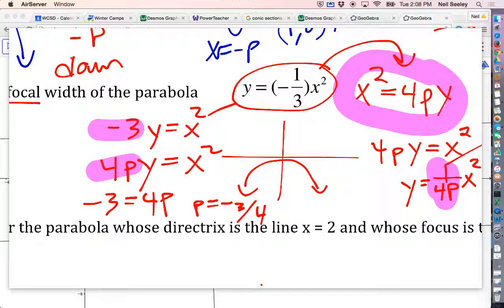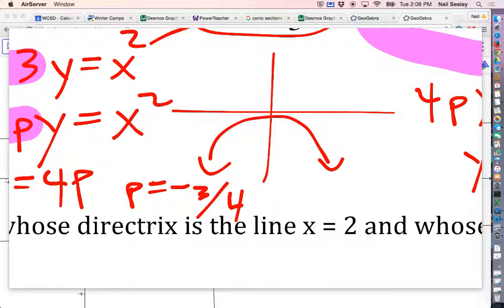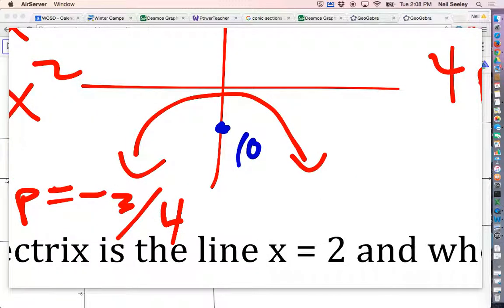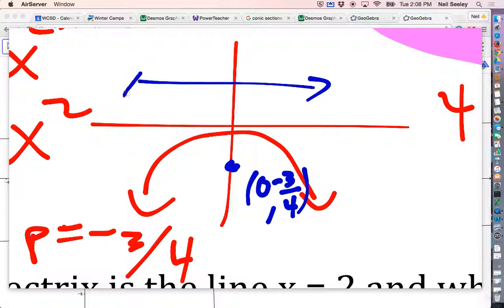Everything is dependent on P. So now that you have it, you say hip hip hooray. You go to your equation and say, that means my focus is right here: (0, -3/4). That's where it's at on the graph. Oh, my directrix, I've got you. It's y equals 3/4.